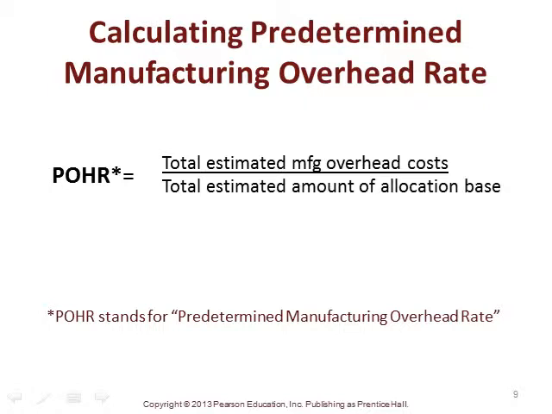And so to calculate what we call a predetermined manufacturing overhead rate, we take our total estimated manufacturing overhead cost and we divide it by the total estimated amount of the allocation base. We'll talk about an example of this in a moment, but what we're essentially doing is accumulating in this bucket overhead costs that provide a benefit to multiple different jobs, right?